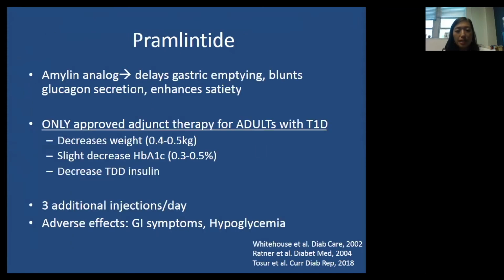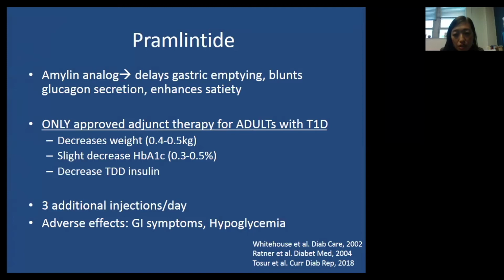So Pramlintide is an older medication. It's an amylin analog. So amylin is a hormone that is endogenously, naturally secreted by our stomach. It delays gastric emptying, blunts glucagon secretion, and enhances satiety, so you get full quicker. It has been shown to decrease weight, 0.4 to 0.5 kilograms, or almost a pound, 1.5 pounds. It can slightly decrease your A1C as well, 0.3 to 0.5%, and it can also decrease the total daily dose of insulin needed for our type 1 diabetic patients.